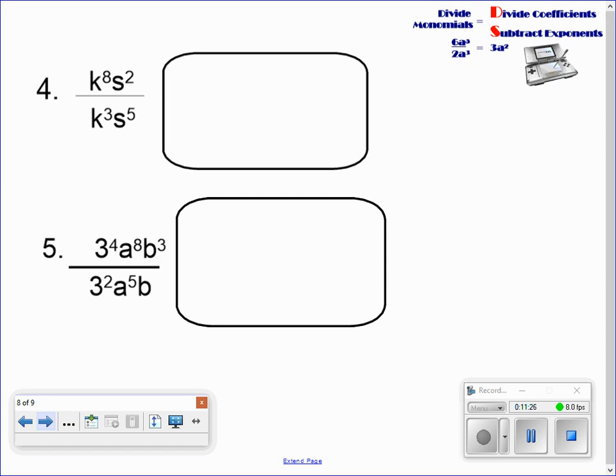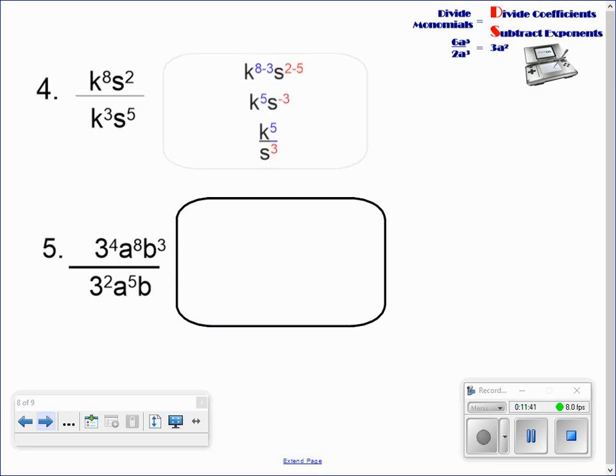Again, doing the same thing here. K to the 8th divided by k to the 3rd power. You subtract that, you end up with k to the 5th. S to the 2nd power divided by s to the 5th power would be s to the negative 3rd power. The only thing is that we cannot have a negative exponent that's not simplified.